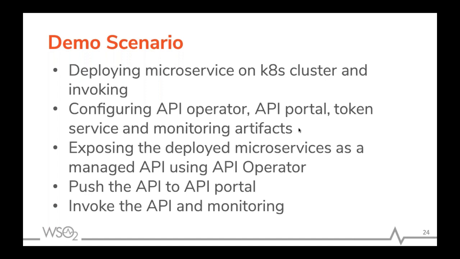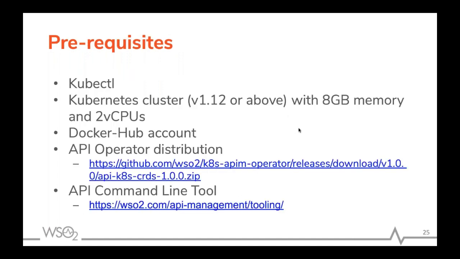As prerequisites for the demo, we'll need kubectl installed on our machine to communicate with the Kubernetes cluster. We need a Kubernetes cluster with version 1.12 or above, and it should have 8 GB of memory and 2 virtual CPUs. And we need a Docker Hub account. The reason for having a Docker Hub account is that the API image, which is created by the API operator, needs to be pushed to a remote Docker repository. For that, we need a Docker Hub account.